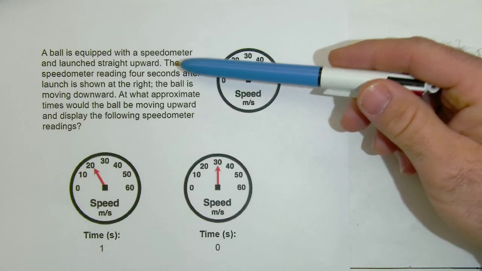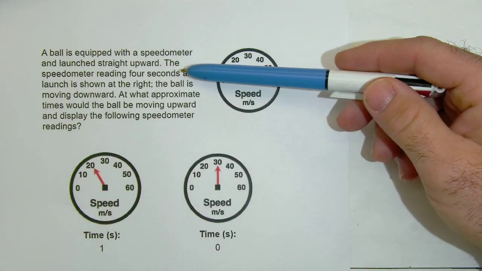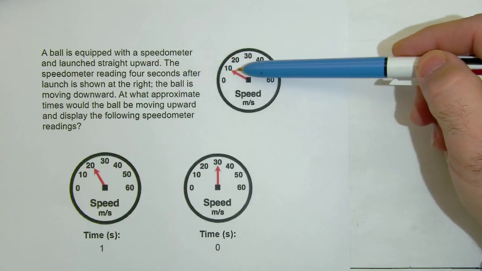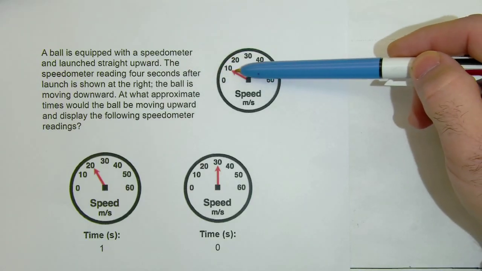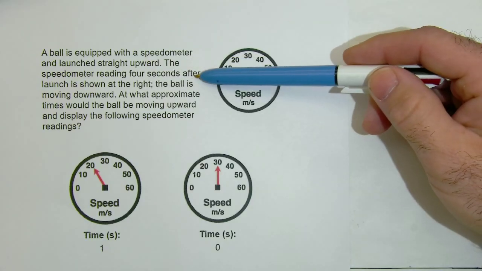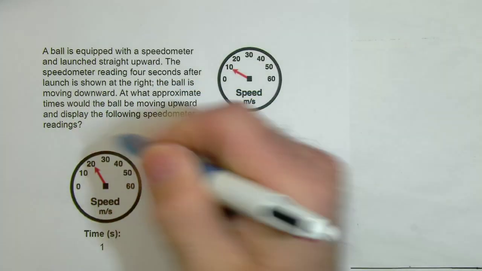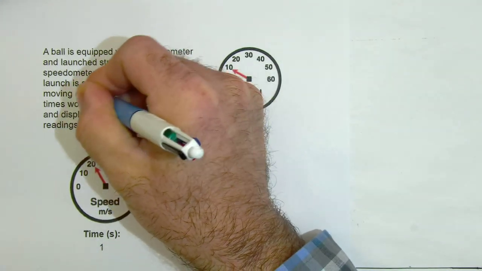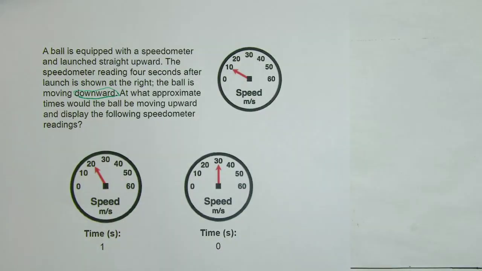This one tells us a ball is launched straight upwards. The speedometer reading is shown here after 4 seconds. It's doing 10 meters per second after 4 seconds. Critical detail here, it says the ball is moving downward. This is a pretty big deal to us because it gives us some information when we're trying to recreate that table.